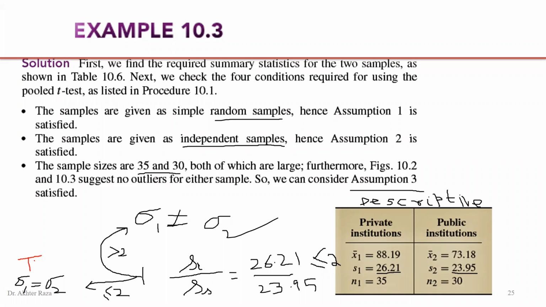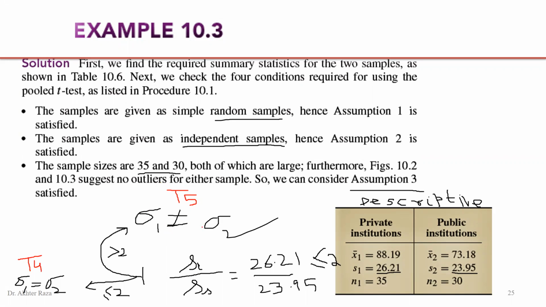T4 is to be used in this scenario. T5 will be used in this scenario. So now you have a very clear-cut criterion for defining T4 and T5. T3 is used if the population standard deviations are known. T4 and T5 are used if the population standard deviations are unknown. If the two unknown population standard deviations are assumed to be equal, you can apply the pooled t-test, which is T4.